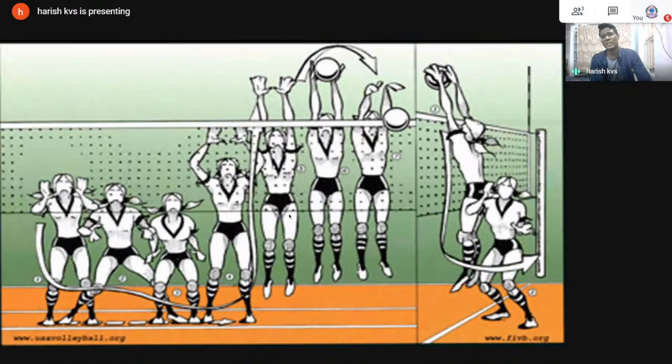Once again, you can see very briefly how a block is made. Either the player can move sideways, adjusting his position according to the spiker's position. The player can move from right to left or left to right, and he needs to jump at the same time as the spiker is jumping to hit the smash. So the player who is blocking the ball needs to check his position according to the opponent player who is about to spike.